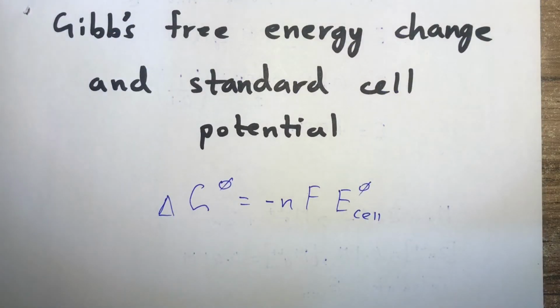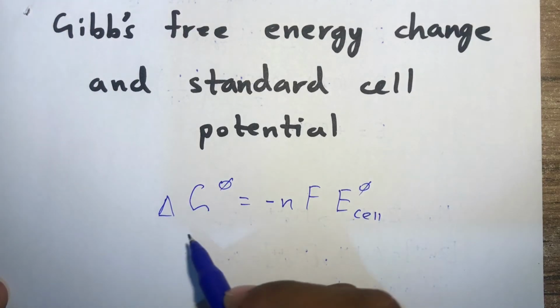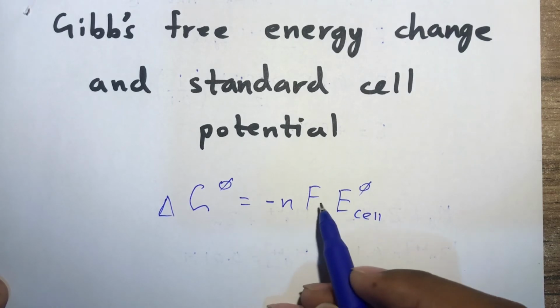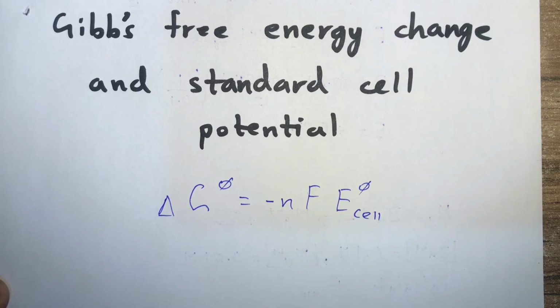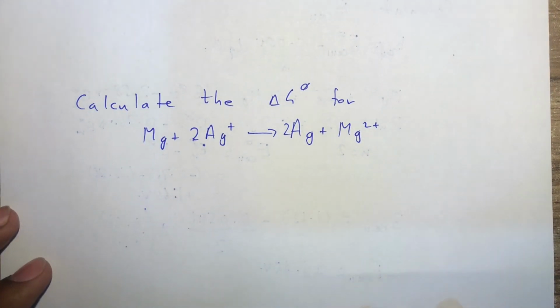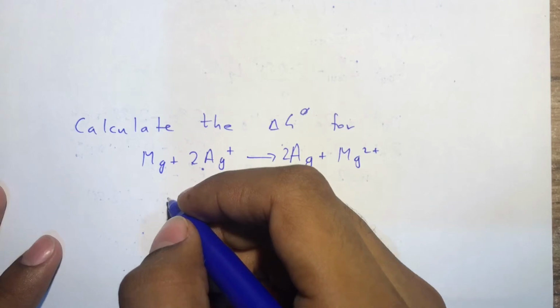The next concept is Gibbs free energy change and the relationship between Gibbs free energy change and standard cell potential. For that we have this equation: delta G naught is equal to negative n F E naught cell. Delta G naught is Gibbs free energy change, E naught cell is standard cell potential. n is basically the number of moles of electrons. It's the same as the n that we had in the Nernst equation. And F is Faraday's constant, that is again 96,500. It's very simple. The question is straightforward. This is one example: calculate the value of delta G naught for this equation. So we need, this is the formula.